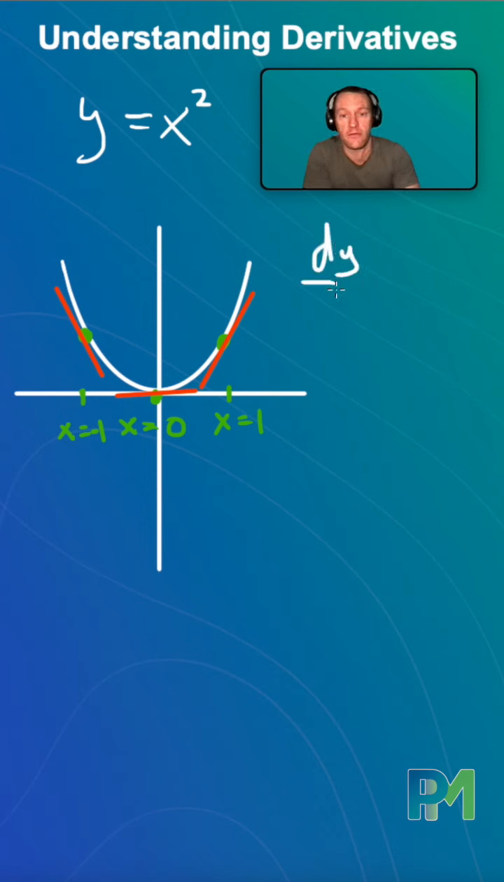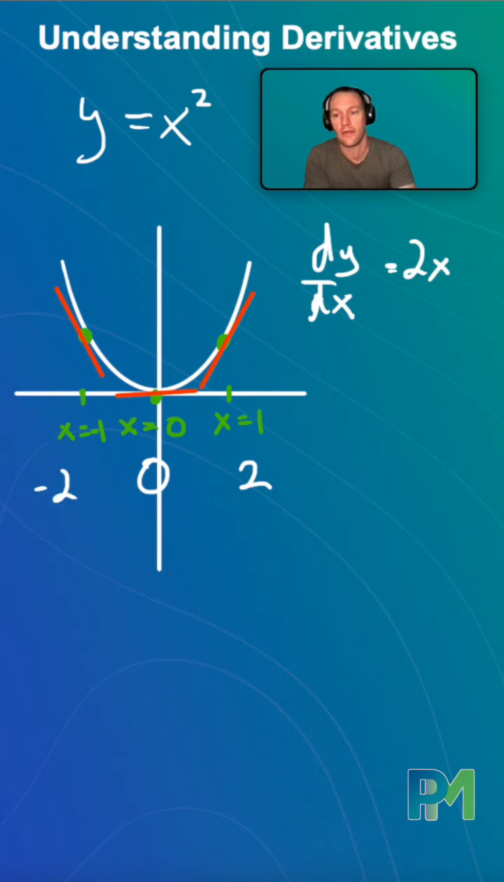So if we take the derivative, dy/dx is equal to 2x, then what we can do is take this 1 and sub it in here and get dy/dx is equal to 2, and then take this 0 and sub it in and get dy/dx is equal to 0, and then sub in this -1 and get dy/dx is equal to -2. And so you see this here is the slope of this line, and this here is the slope of this line here, and this here is the slope of this line here. So that's why we take the derivative.